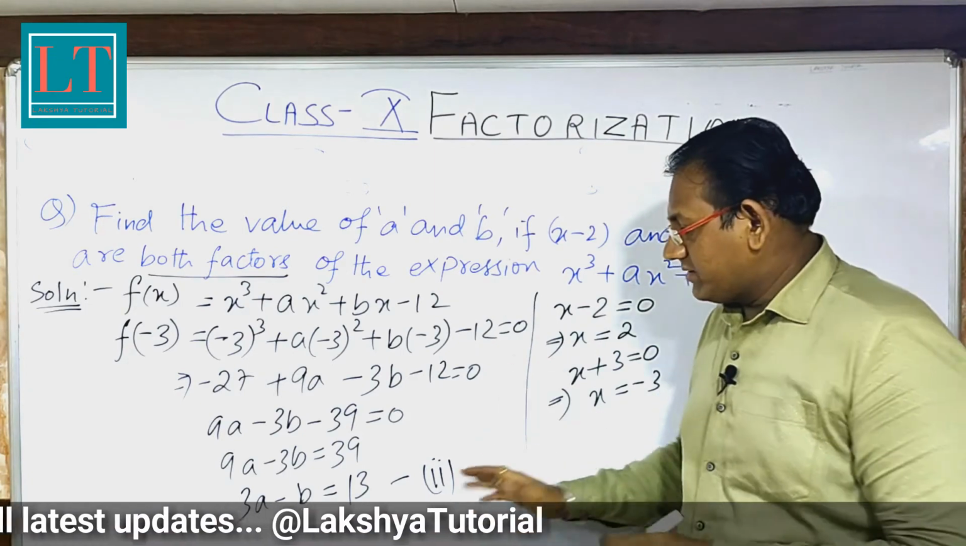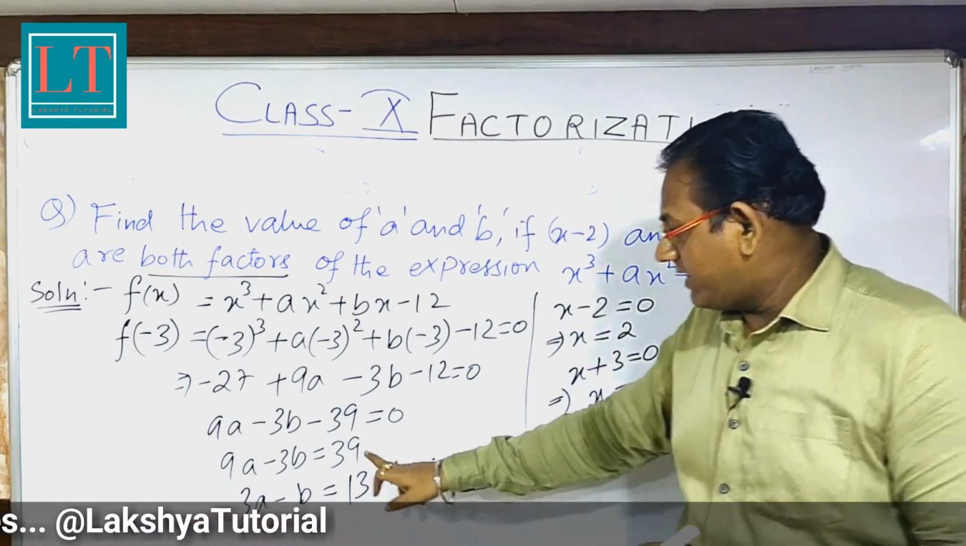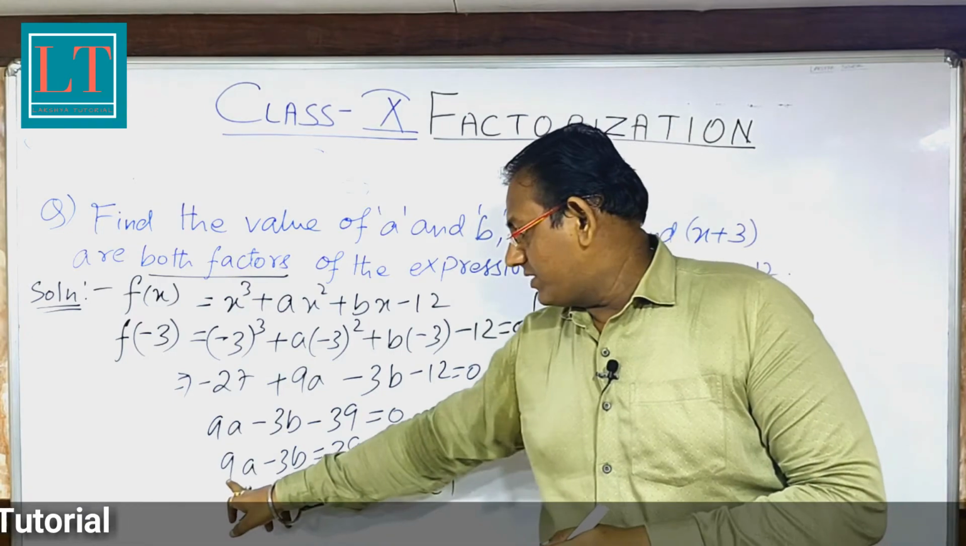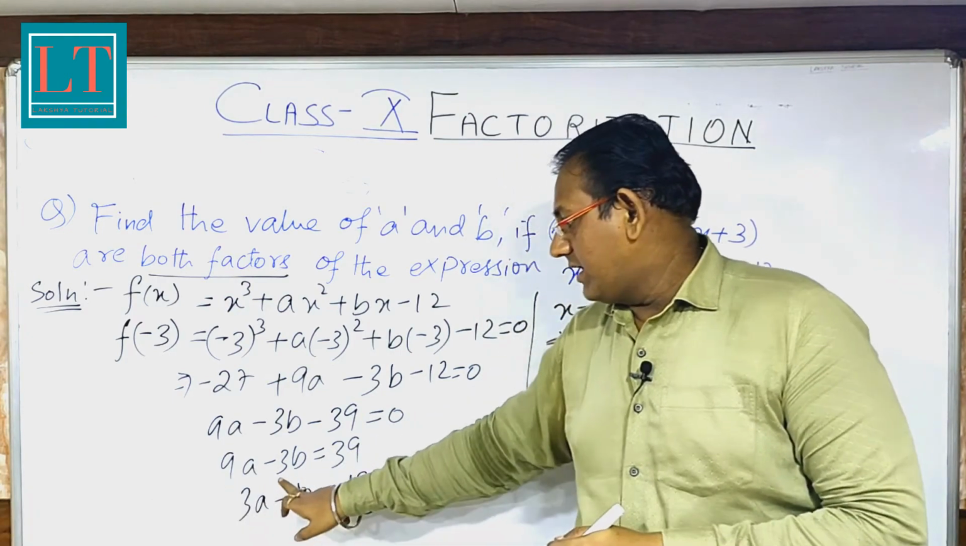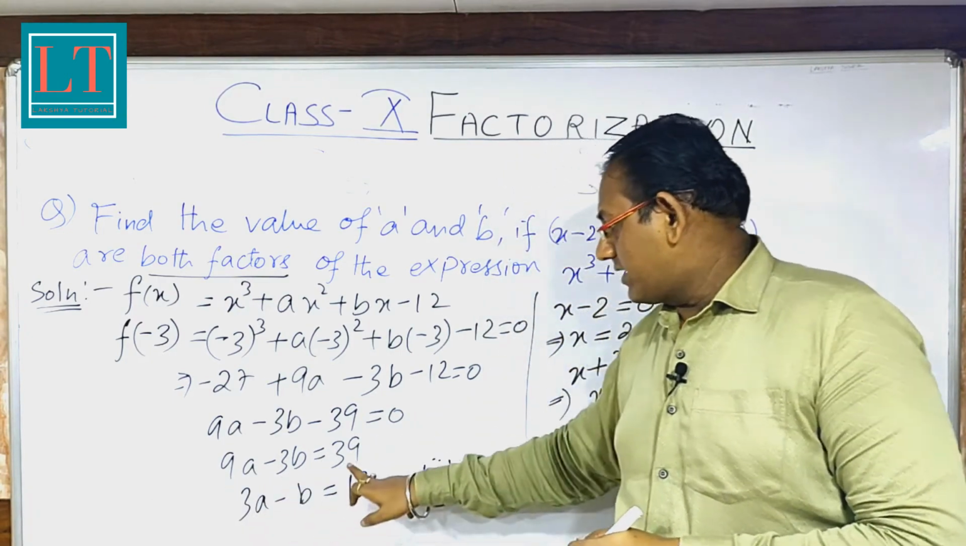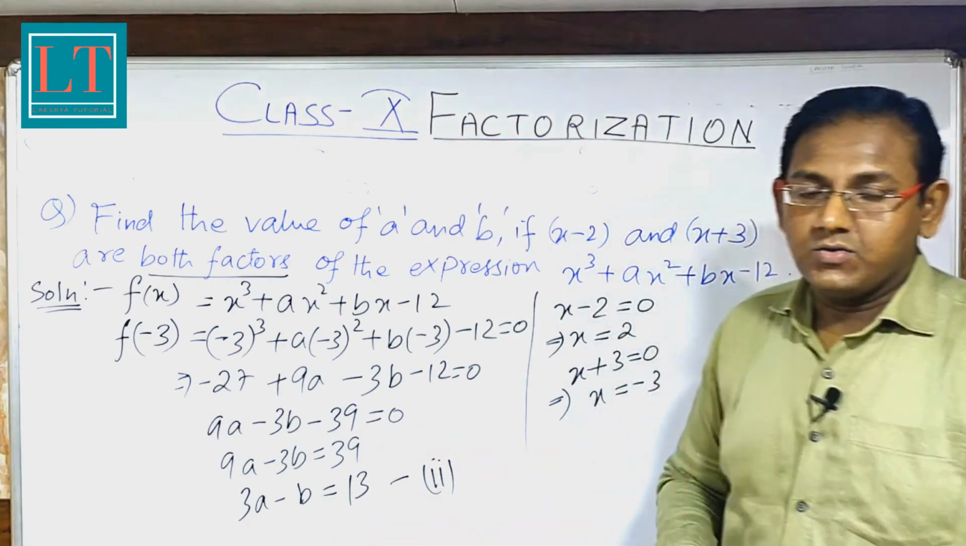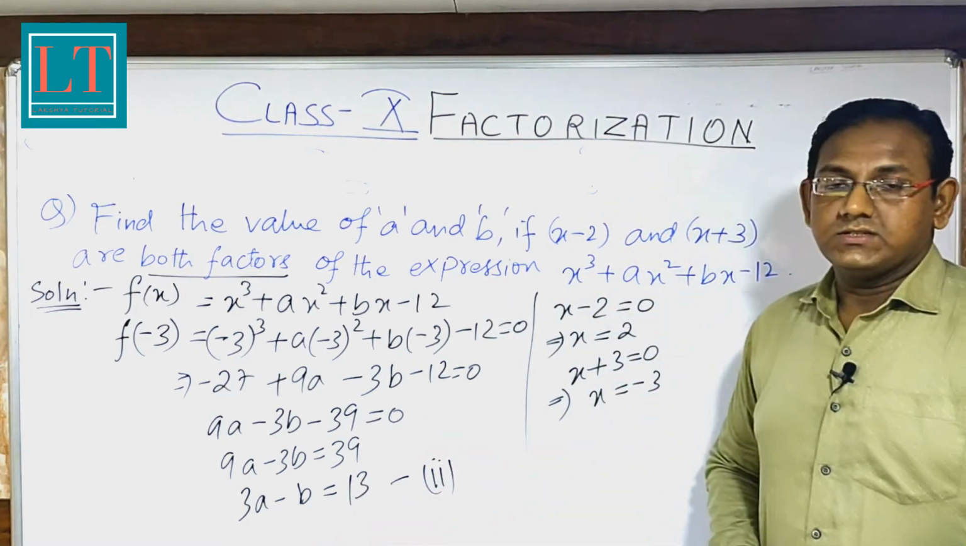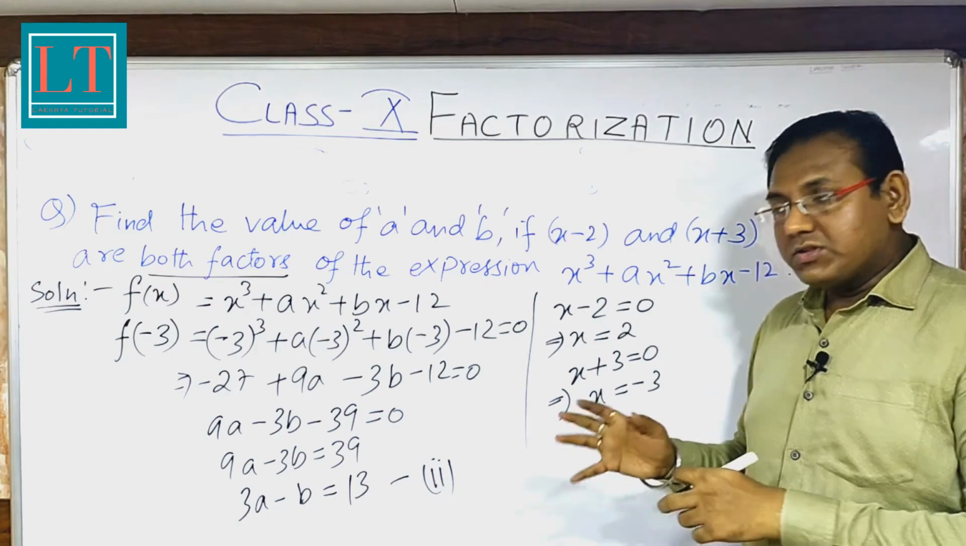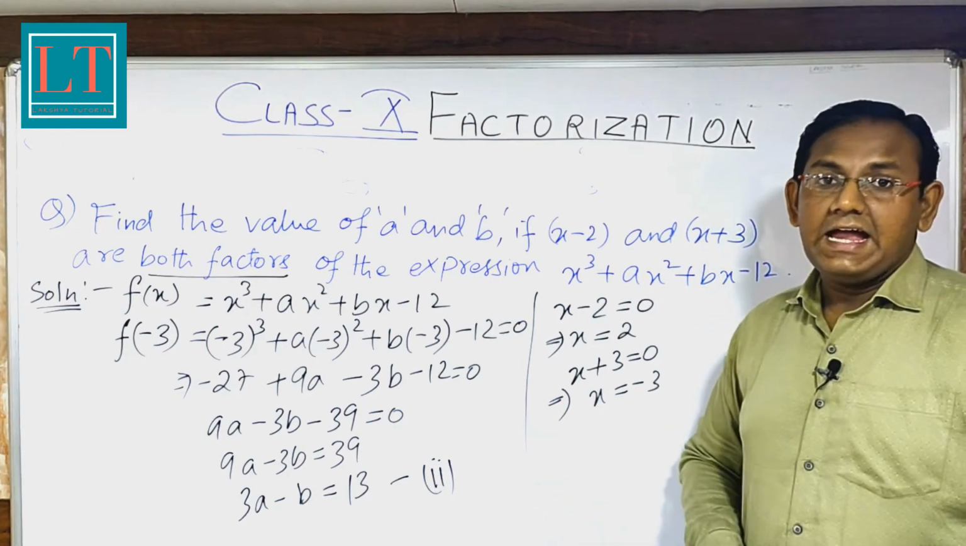So the equation number 2 is this one. We got this by dividing by 3 on both the sides. If we divide 9 by 3, we will be getting 3. 3 by 3, we will be getting 1. 39 by 3, we will be getting 13 over here. So this is the second equation. So let us quickly simplify both the equations and find out the values of a and b over here.